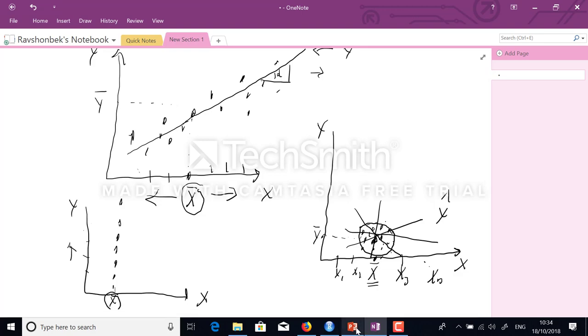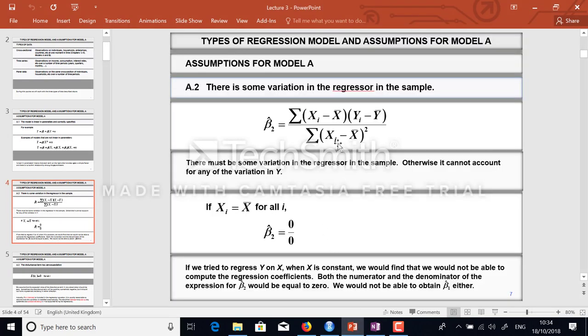What happens now to this formula? Obviously, you're taking away something from itself, so subtracting 2 from 2 is basically 0. So you end up having a beta that's not representative. So assumption 2 basically means that for the OLS to work, we have to have some variation in the independent variables.